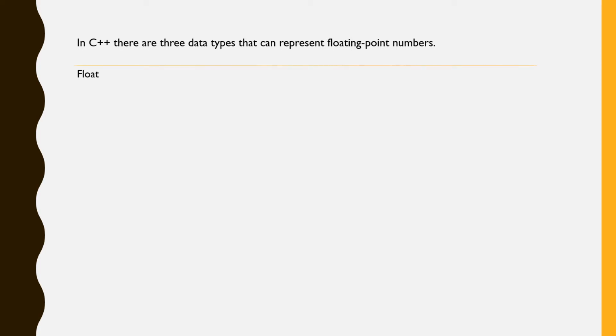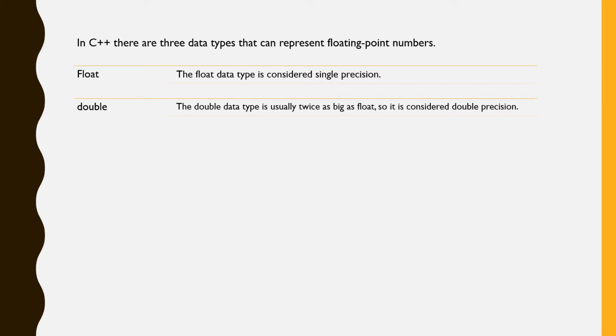In C++, there are three data types that can represent floating point numbers. They are float. The float data type is considered single precision. Next is double. The double data type is usually twice as big as float, so it is considered double precision. Lastly comes long double. As you have probably guessed, the long double is intended to be larger than double.